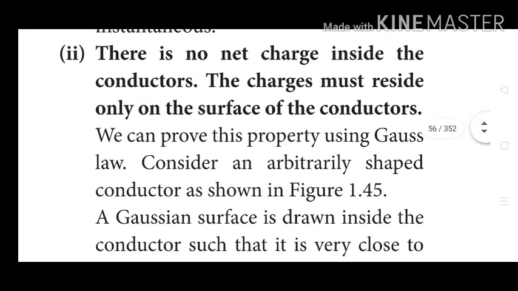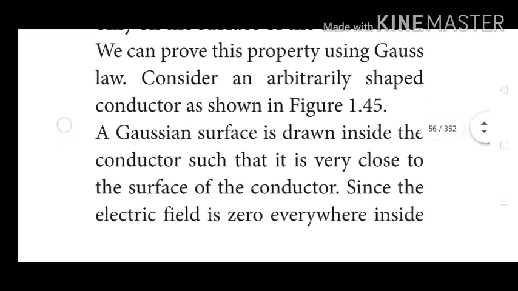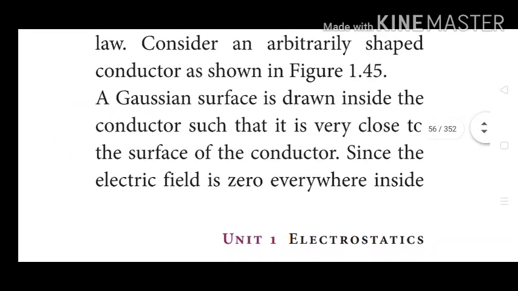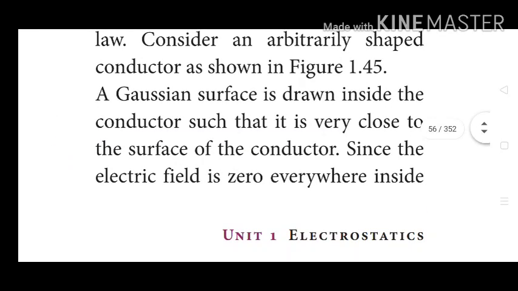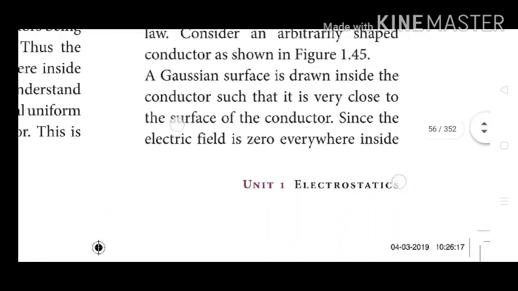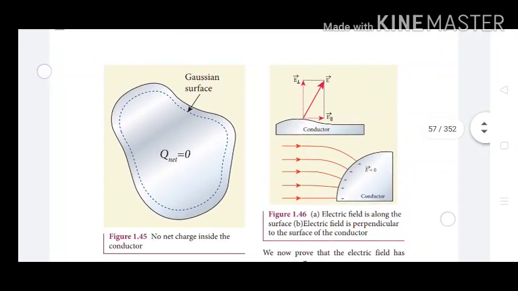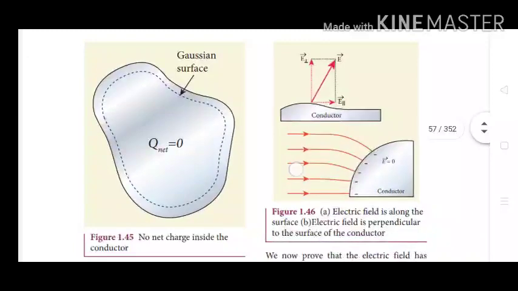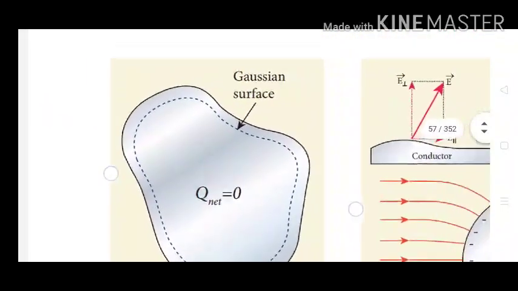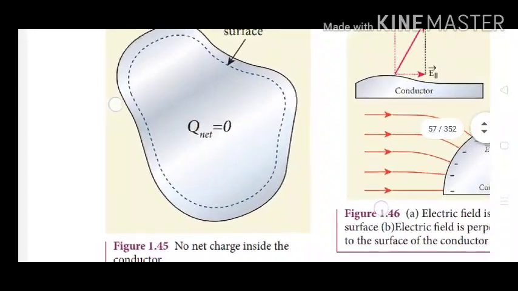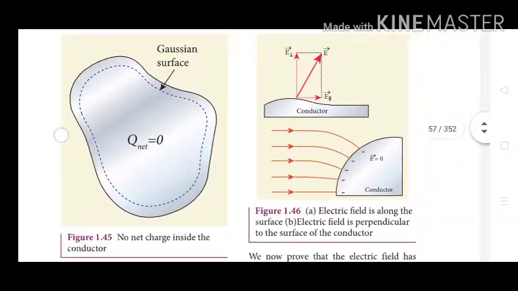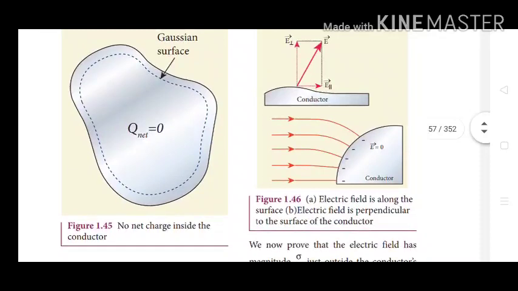The next point is that there is no net charge inside the conductor. The charge must reside only on the surface of the conductor. We can prove this property using Gauss law. Consider an arbitrarily shaped conductor. A Gaussian surface is drawn inside the conductor such that it is very close to the surface of the conductor. Since the electric field is zero everywhere inside the conductor, children, see that for the Gaussian surface inside the conductor, Q is equal to 0. So no electric field.